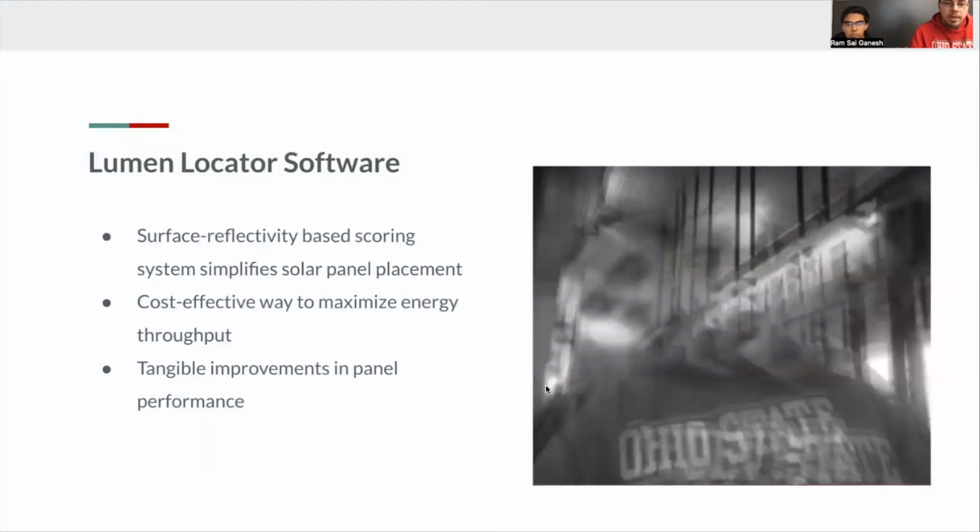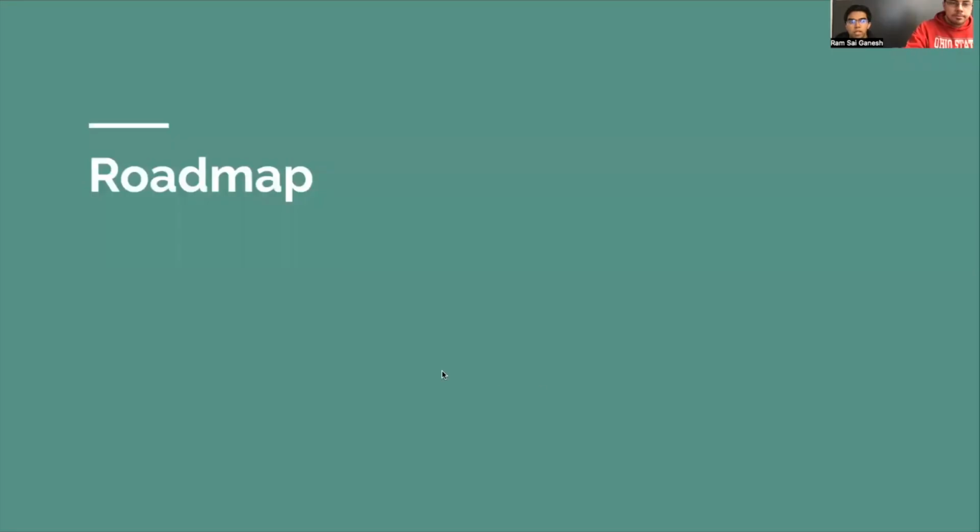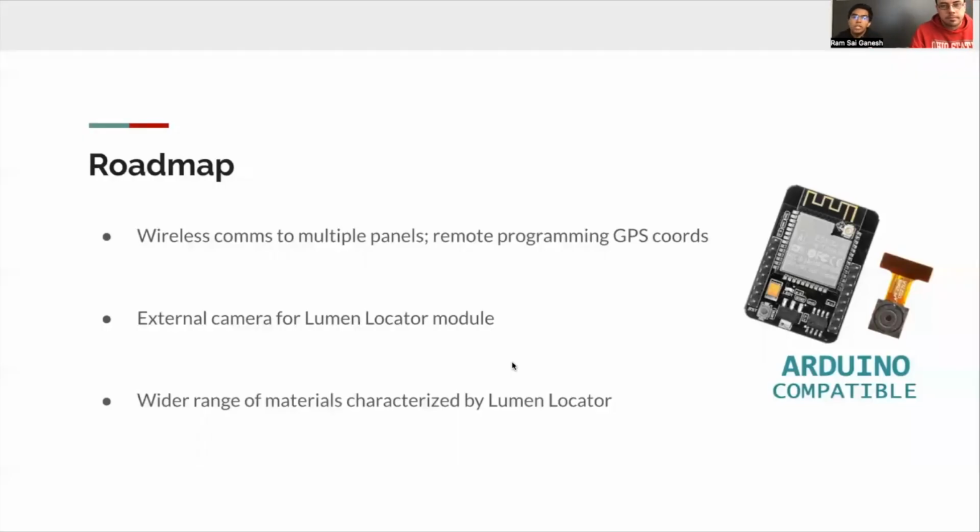And so we had reflectivity scores that we made based off of our data, and we figured this is a good way to save costs because you don't need a large team to survey land. You can just put this camera out there. And so our roadmap going forward, we'd like to include wireless communications to multiple panels. We'd also like an external camera so that we can adjust the solar panels based on that data and test a wider range of materials so that our Lumen Locator can use them.